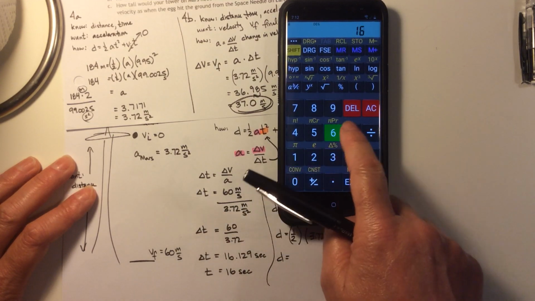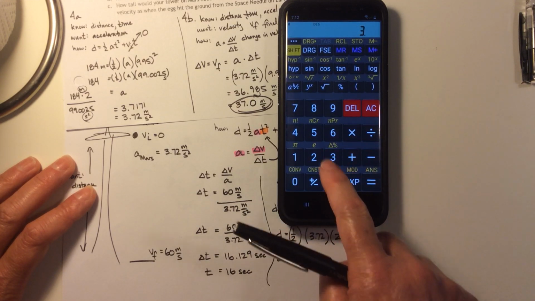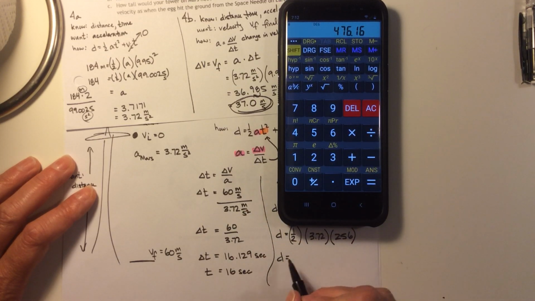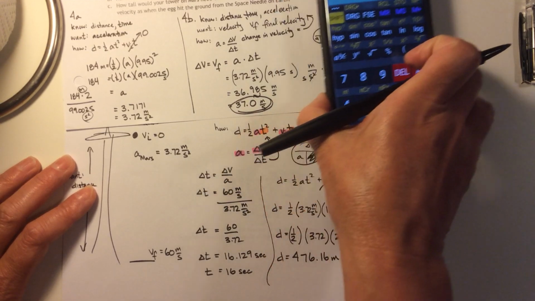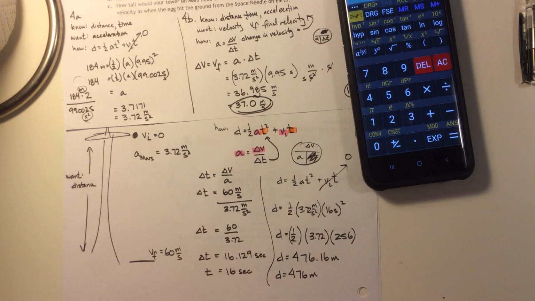Okay. 16 times 16 equals 256. 256 times 3.72 divided by 2 equals 476.16 meters. How many digits? I'm going to leave 3. Meters. So that's how tall it needs to be. So yeah, on Mars, it's pulling a lot less. I need it bigger so it has time to speed up.